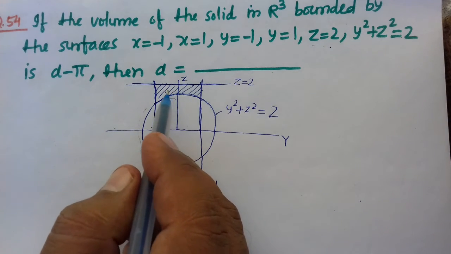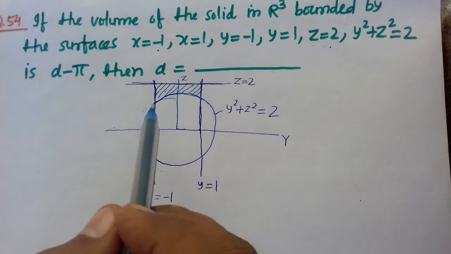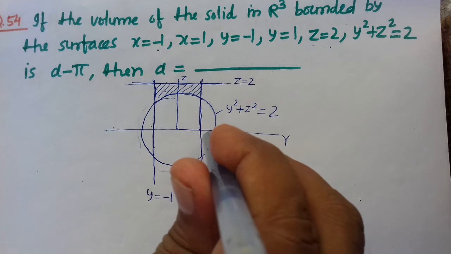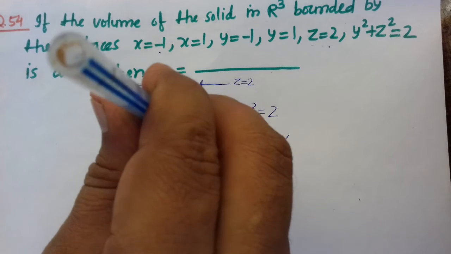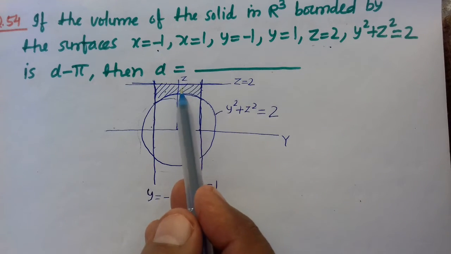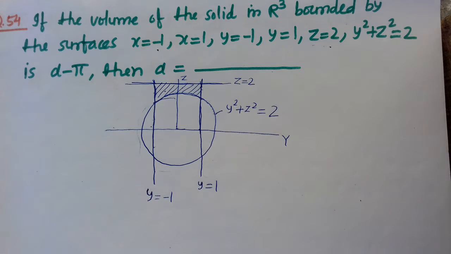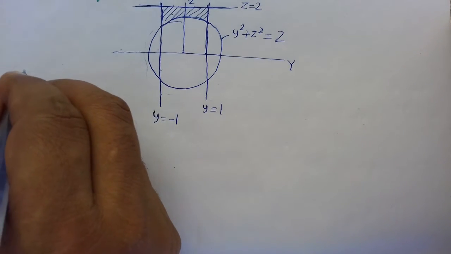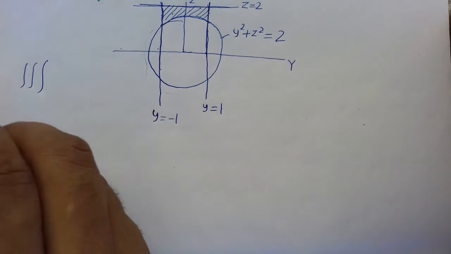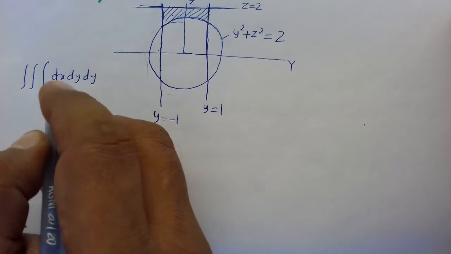shaded area, and we have to take the height. Here you see -1 to 1. The x-axis will be perpendicular to this plane in this way. So we have to go to a height of +1 and a depth of -1. So the integration will be a triple integration. We use triple integration for volume, dx, dy, dz.